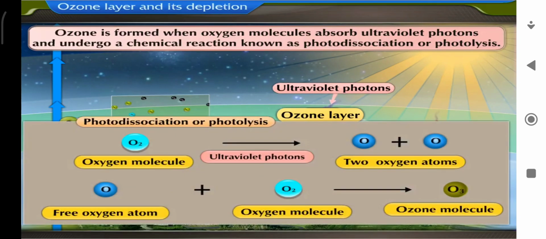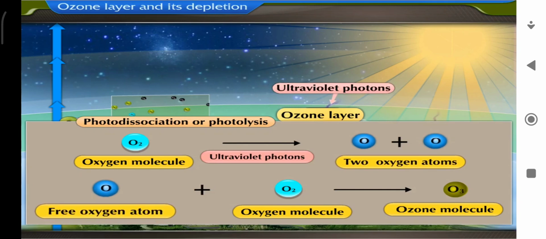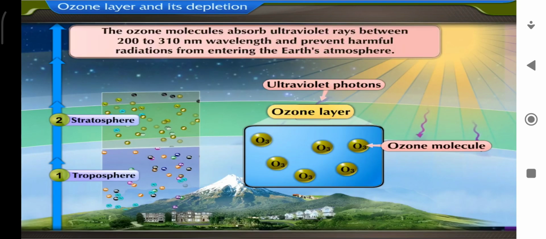or photolysis. During this chemical reaction, an oxygen molecule absorbs an ultraviolet photon and breaks down into two oxygen atoms. The free oxygen atom then combines with an oxygen molecule and forms a molecule of ozone. The ozone molecules in turn absorb ultraviolet rays between 200 to 310 nanometer wavelength and thereby prevent these harmful radiations from entering the Earth's atmosphere.